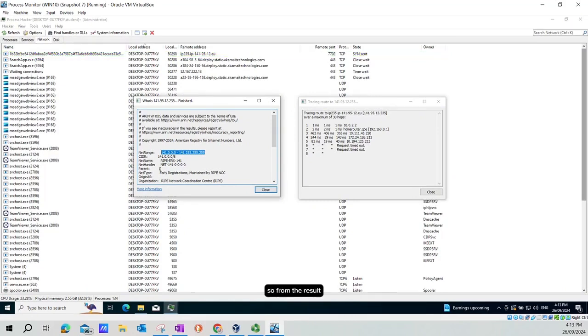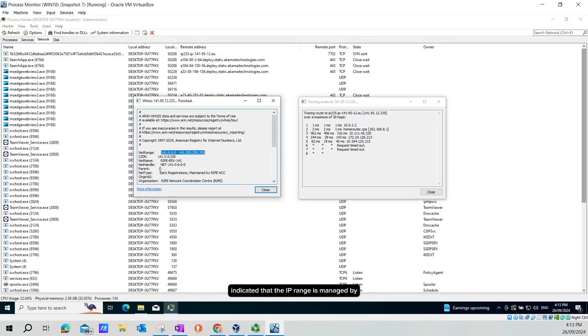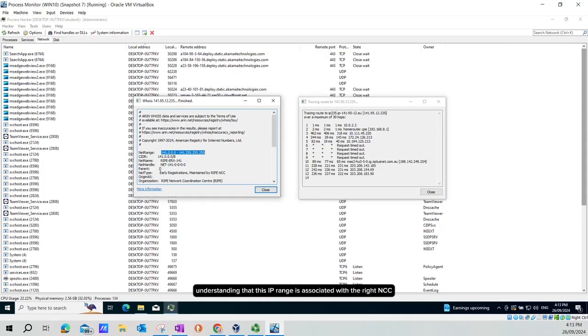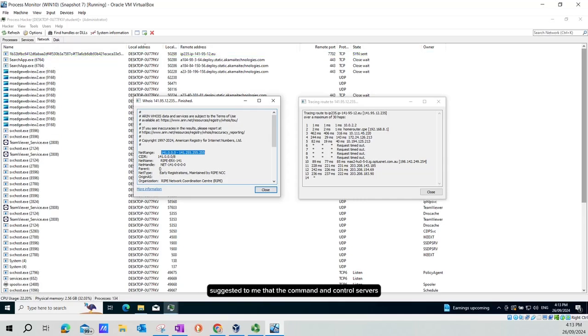The result indicated that the IP range is managed by the RIPE Network Coordination Center, which oversees IP allocation in Europe, the Middle East and parts of Central Asia. This was a significant find. Understanding that this IP range is associated with the RIPE NCC suggested to me that the command and control servers, or perhaps the data collection servers utilized by the malware, could be based in these regions.